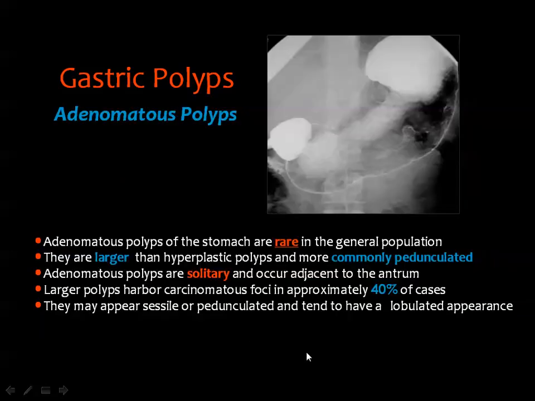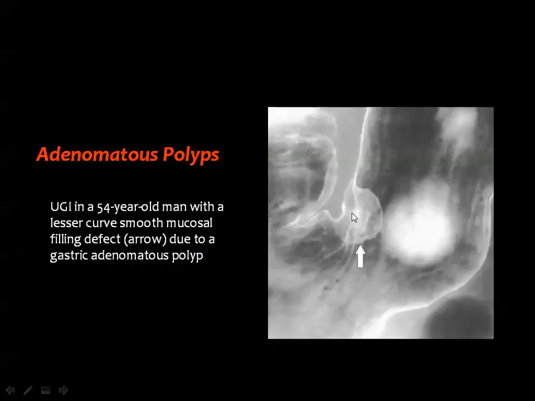The adenomatous polyps are considerably rare compared to the hyperplastic polyps. They are commonly pedunculated but may appear sessile, and they are usually solitary, and large adenomatous polyps may contain foci of malignant cells. Then these lesions are like you see here in the barium study, a sessile polyp resting on the lesser curve of the stomach with a relatively smooth outline.